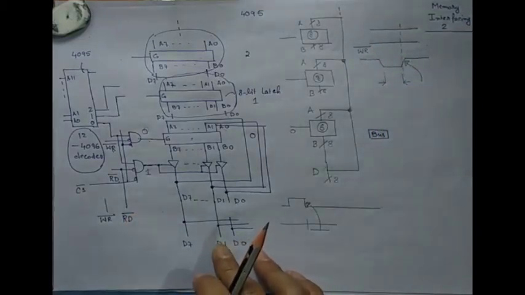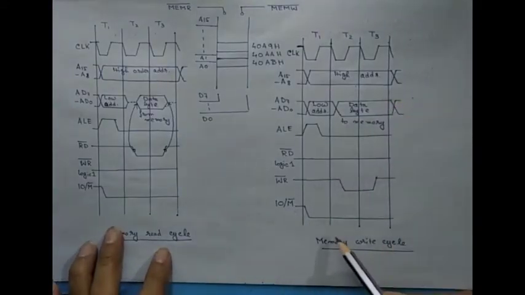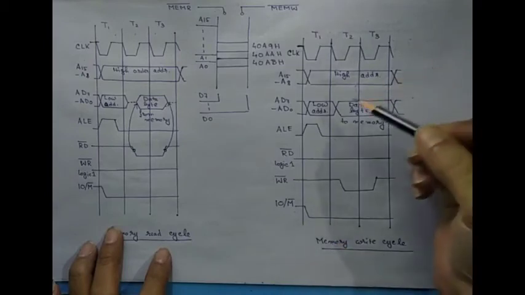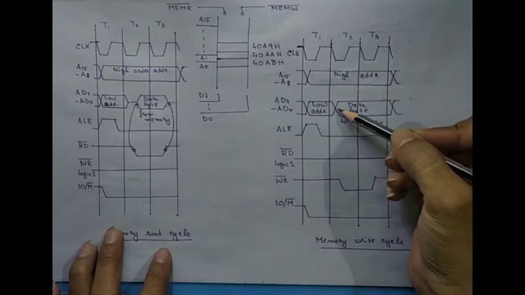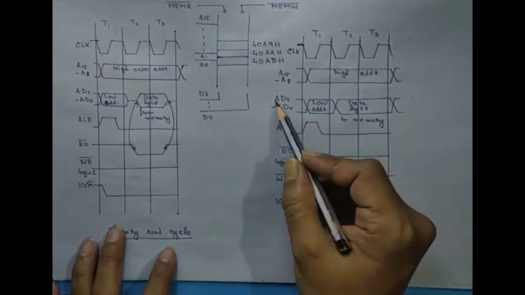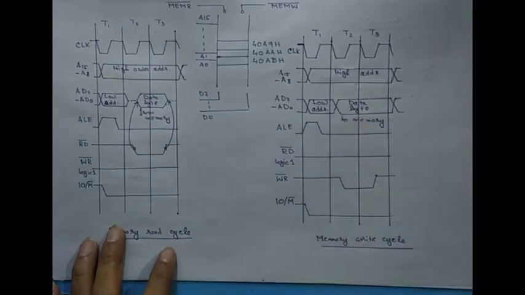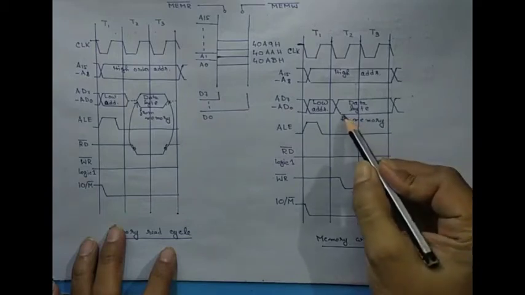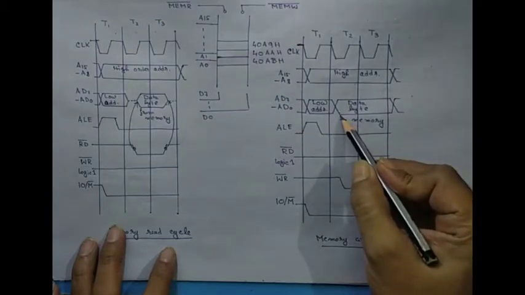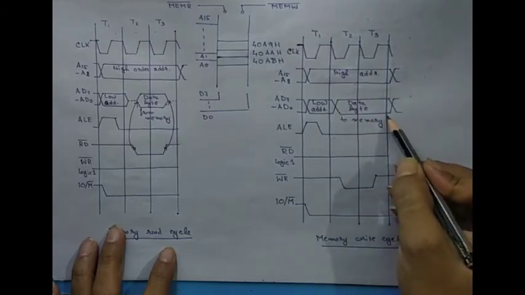Let me show you the timing diagram once more. You see here the timing diagram of a memory write cycle. During the 2nd clock period of the memory write cycle, the low order address bits will be removed from AD0 to AD7, and then the data bits will be placed on these lines, and from that moment onwards the data bits will be maintained by the processor on these 8 lines till the end of 3rd clock period.